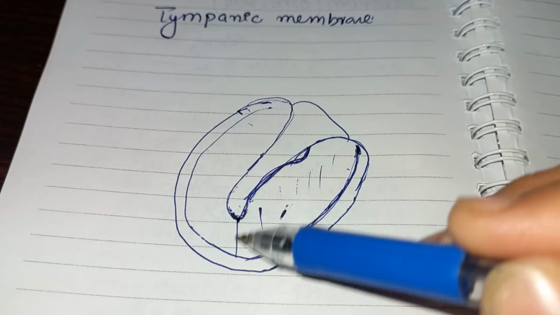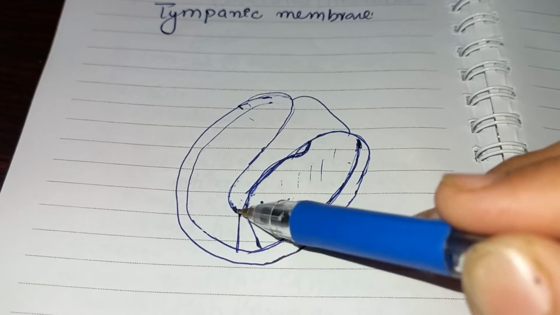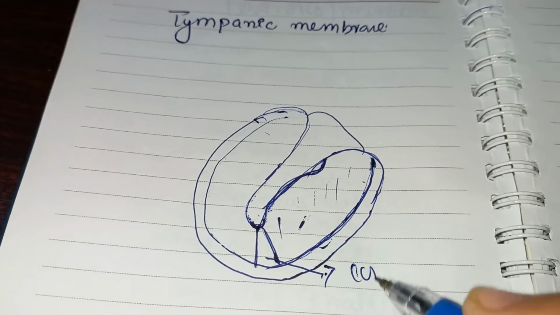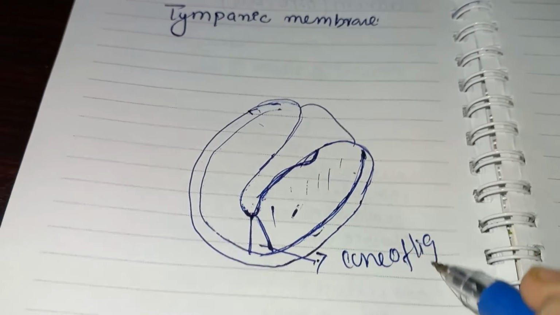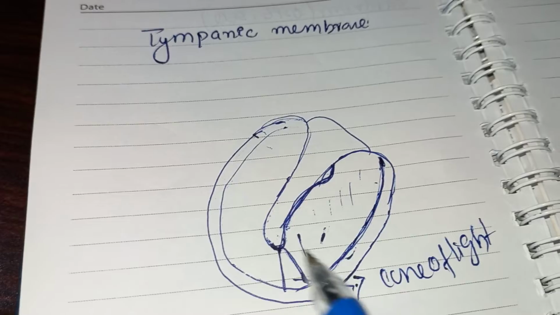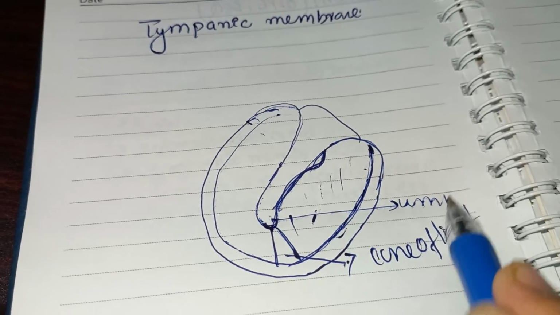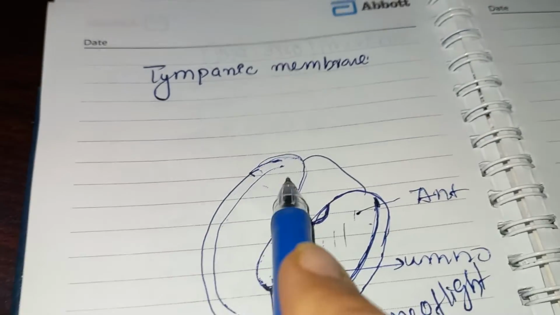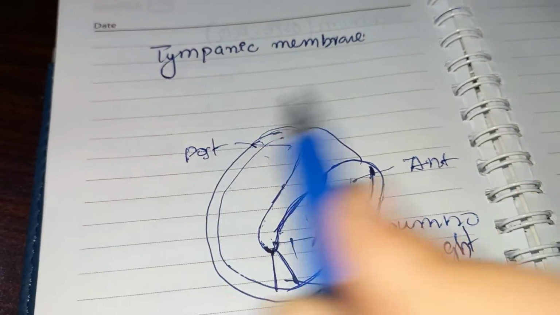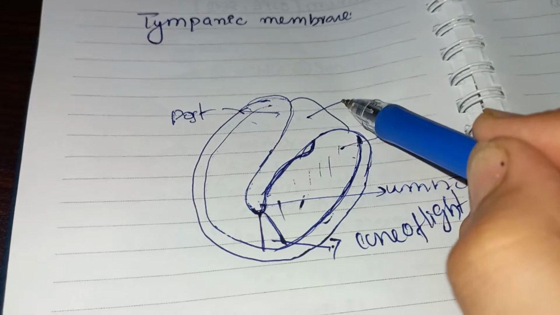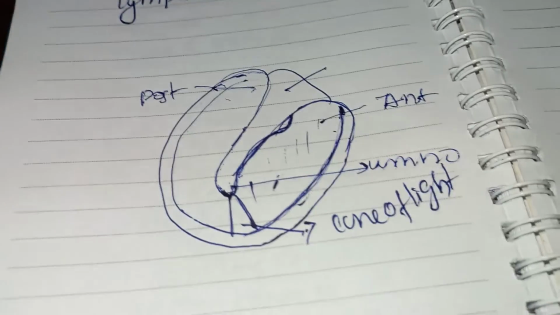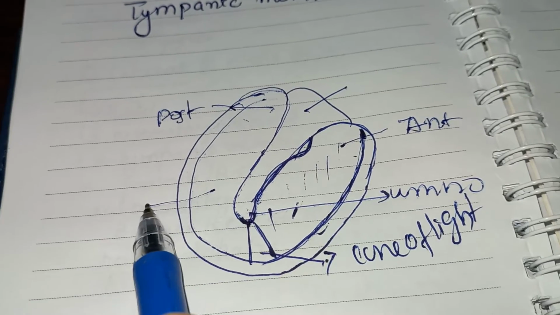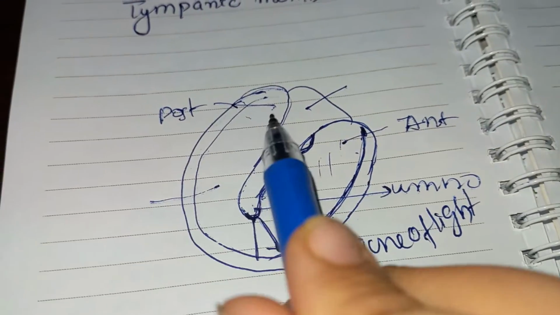And at the anterior-inferior portion of the tympanic membrane there is the cone of light. Now here is the cone of light. Here is the umbo. This is the anterior malleolar fold and posterior malleolar fold, and this is the pars flaccida, which is also known as Shrapnell's membrane, and this is the pars tensa, and this is the annular ring.